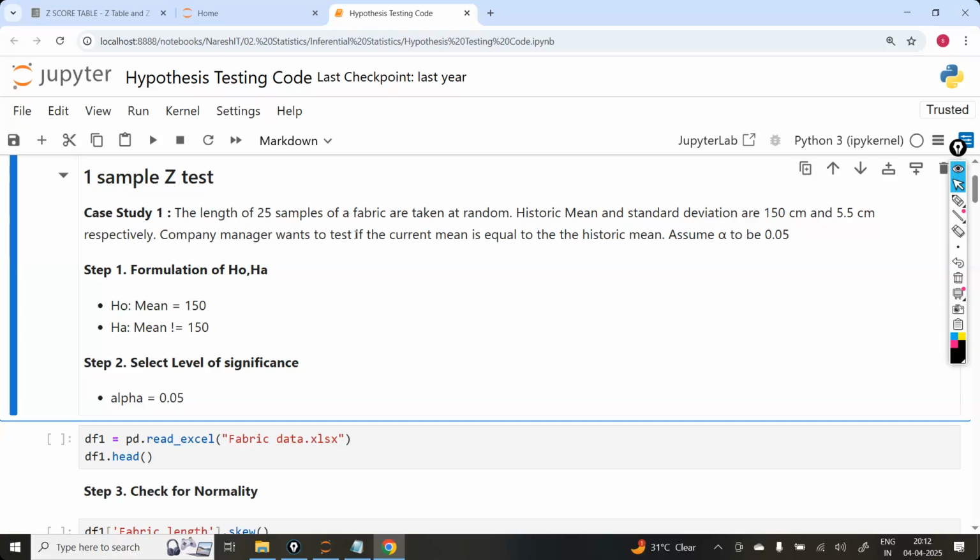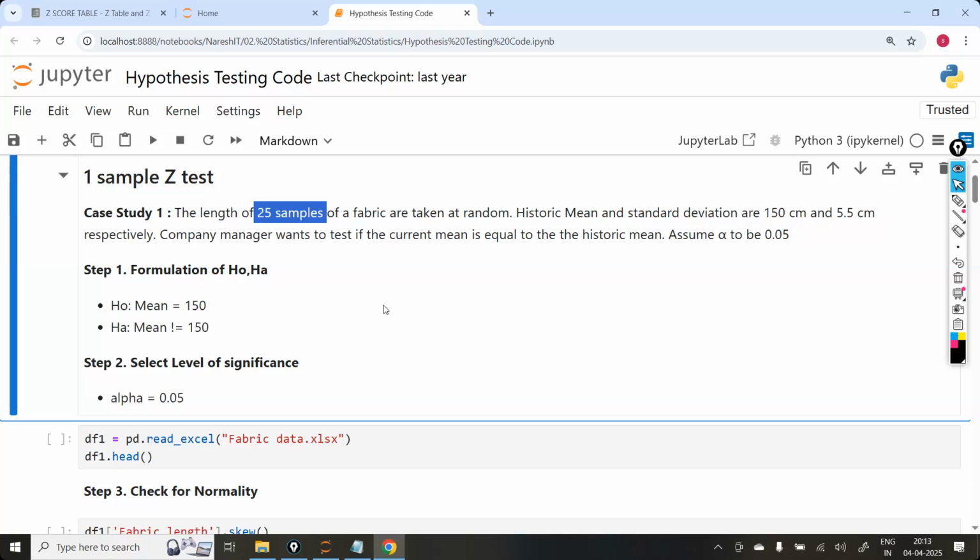The company manager wants to test the current mean. Current mean means the 25 samples you have selected. For example, assume mine, I'm doing this cloth business. I'm only having the fabric data with me. From a brand like Raymond, I'm creating some kind of shirt bits, and in each shirt bit, I have given 150 centimeters. This bit consists of 150 centimeters length.